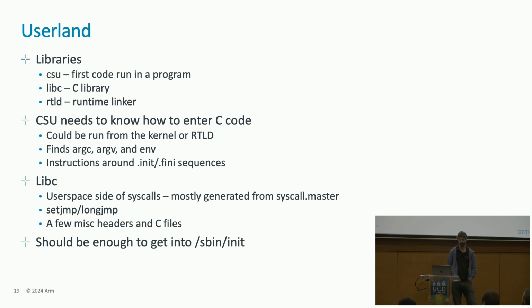And you need to do both sides of syscalls. Luckily, FreeBSD just generates them from syscall.master, but you still need to tell it how to do a system call. And longjmp, setjmp. There's a few misc functions here as well. And then you get into init. So maybe this is the start. We're actually now running C code in user space.